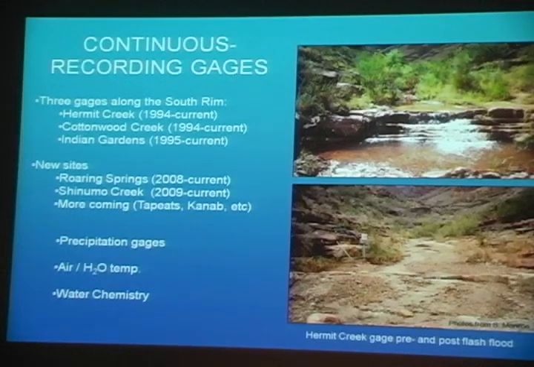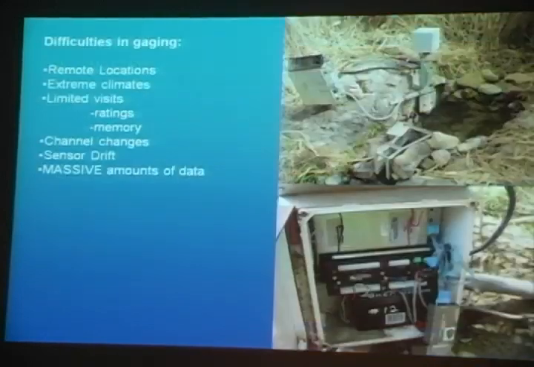There's more coming. I plan to install at Topek's Creek, Kanab Creek, and perhaps some other locations in the next year and coming years. In addition to gauge sites that are continually monitoring spring discharge, there are precipitation gauges looking at the spatial distribution of precipitation rates and intensities, air and water temperature loggers, and water chemistry loggers. The site at Shinnemoo Creek not only is looking at spring flow over time, but it is also measuring water temperature, air temperature, electrical conductivity, dissolved oxygen content, and other things.